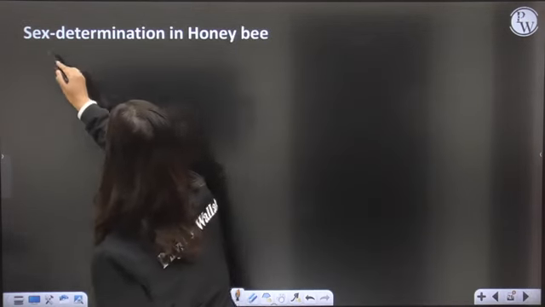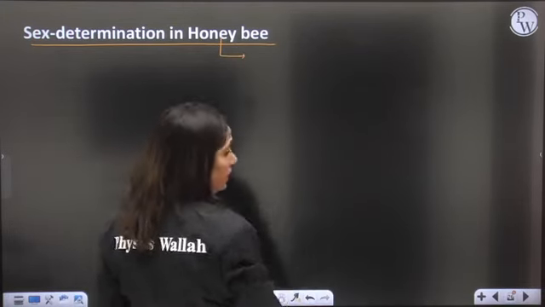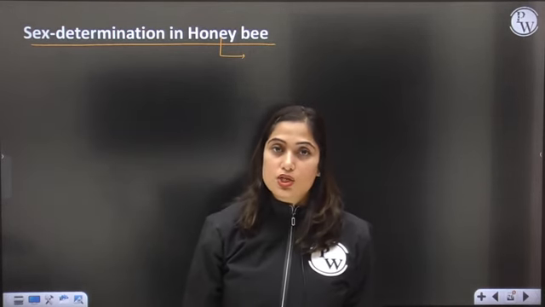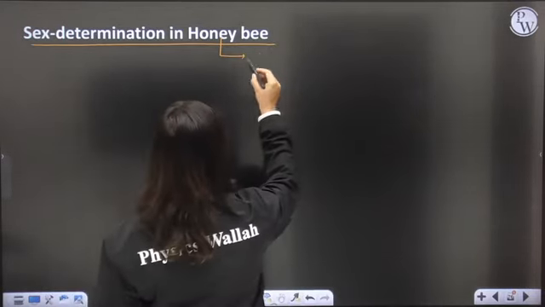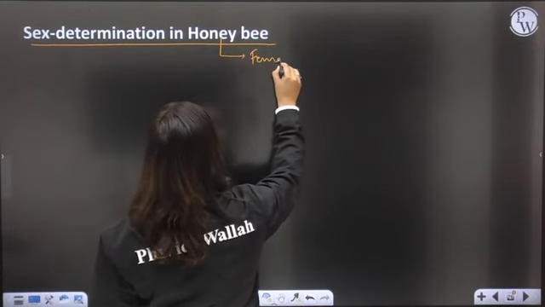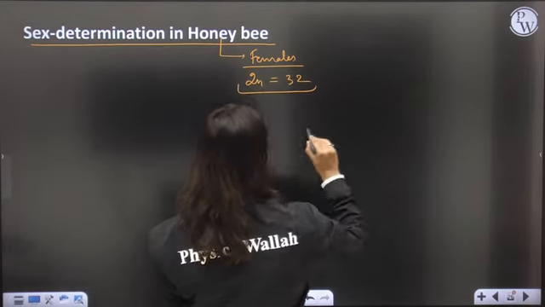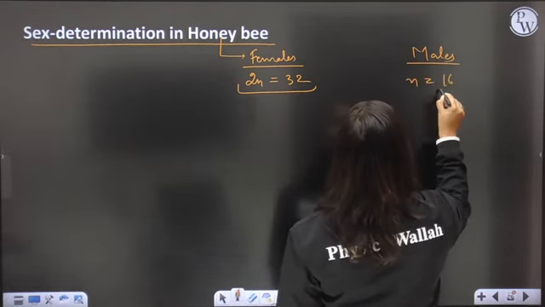Now, sex determination in honeybee. Honeybee, you know beta, in honeybee we have three kinds of varieties. Worker bee, which are diploid sterile females which cannot undergo reproduction. We have queen, which is a fertile female which is diploid, and we have drones, which are fertile males but they are haploid. Okay, so in case of honeybee, the females are diploid having 32 chromosomes and the males are haploid having 16 chromosomes.